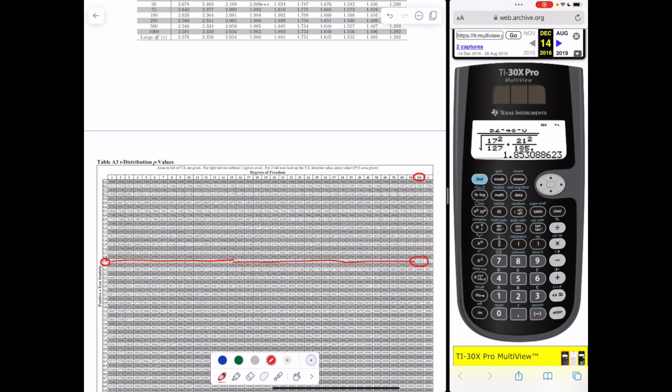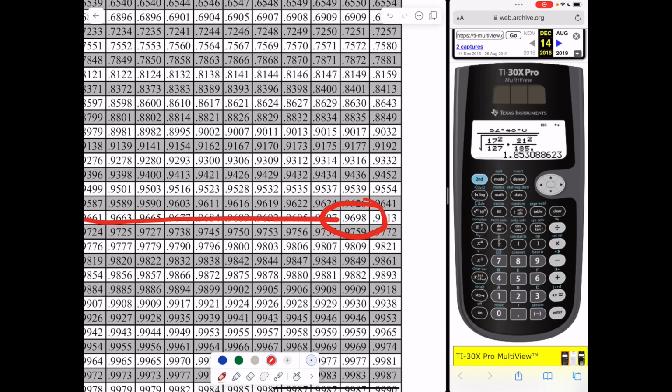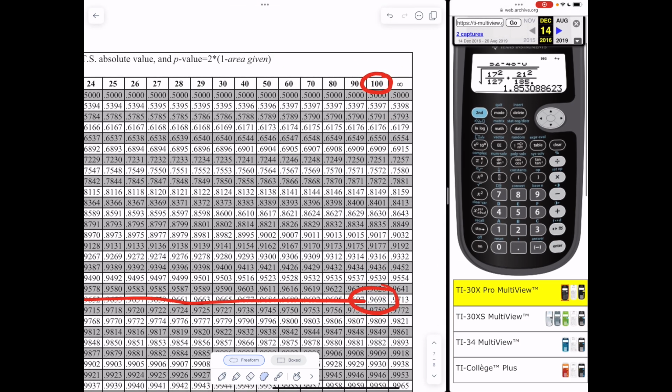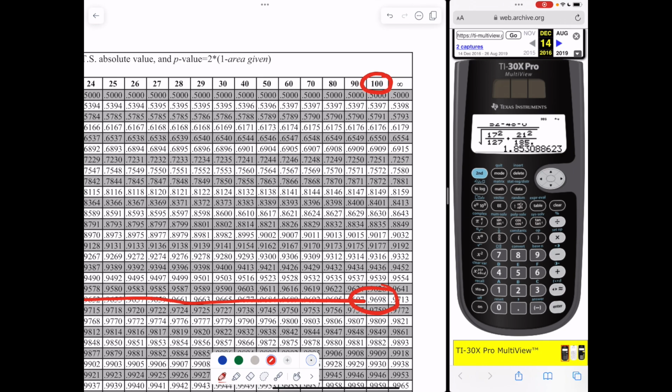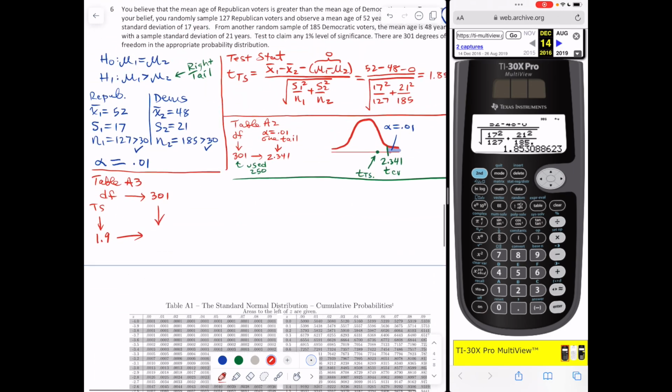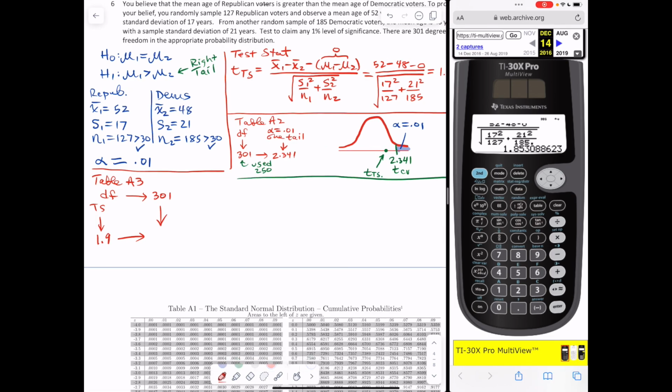Okay, and I believe it's this entry. It's not going to be that different from the other one that's right next to it. So this is 9698. On the right is 9713. They're both about 97%, but anyway, we went with the 9698 just because we had to pick one. That will not happen on the exam. Okay, so 0.9698 is sort of the area we're working with here. And so I'll make the note here that came out to be 0.9698, but that is not the p-value.